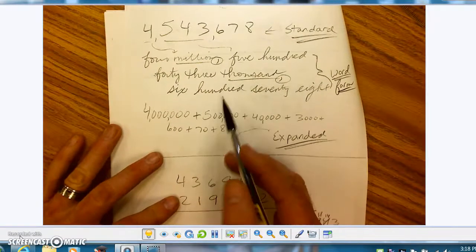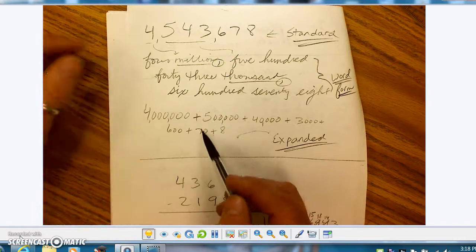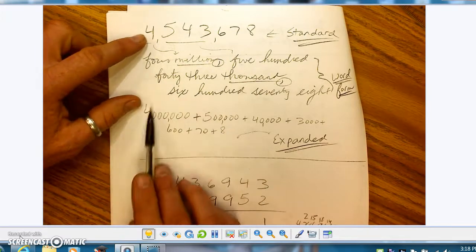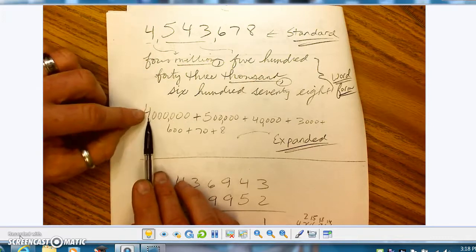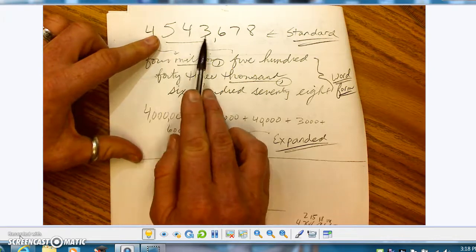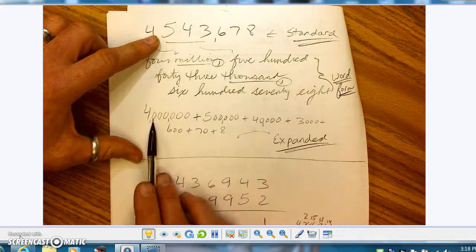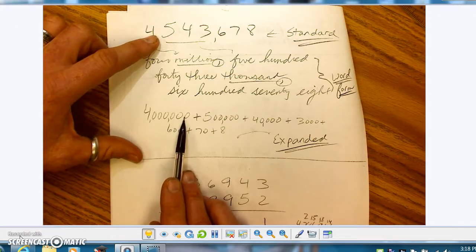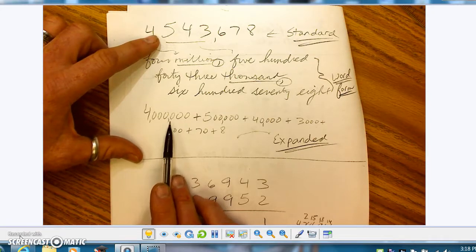Okay, expanded form. Kids always get kind of mixed up on this, but it's really easy. Again, use those commas for help. This 4 is a 4. I've got a comma, boom. Everything else turns into 0. So 1, 2, 3, 4, 5, 6 numbers, 1, 2, 3, 4, 5, 6 zeros. Alright, put in my comma and I'm done.